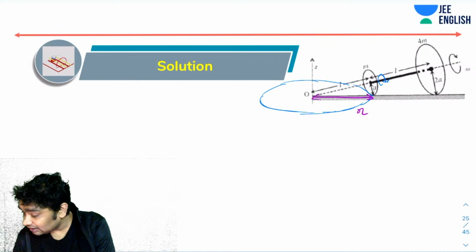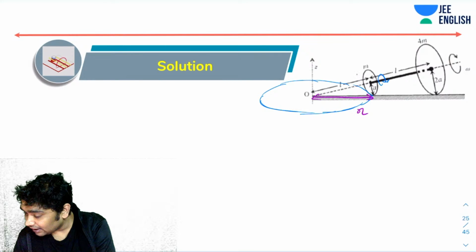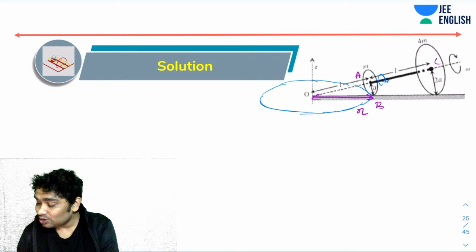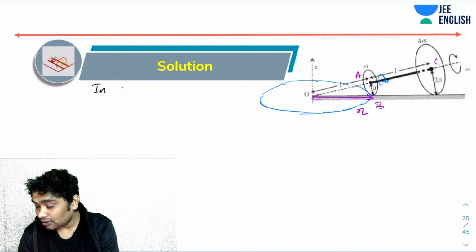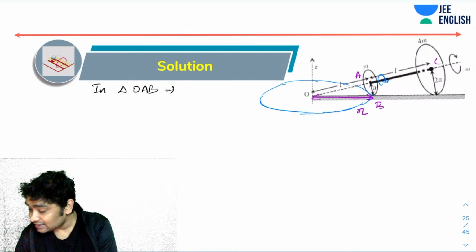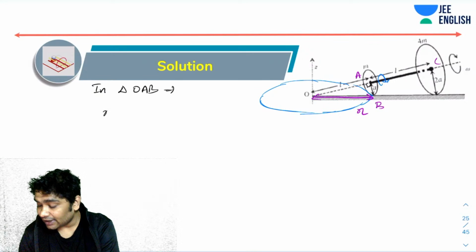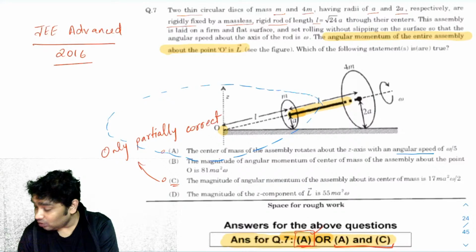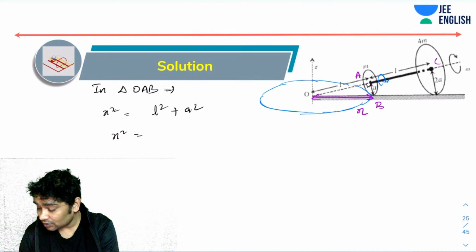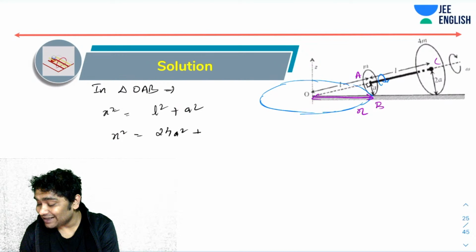So let's call this A, this B, and this C. Let's take a look at triangle OAB. Since this is 90 degrees, I can say x square would be equal to L square plus a square. So x square becomes, L was root of 24a, so 24a square plus a square. From here I'm getting x equals 5a.